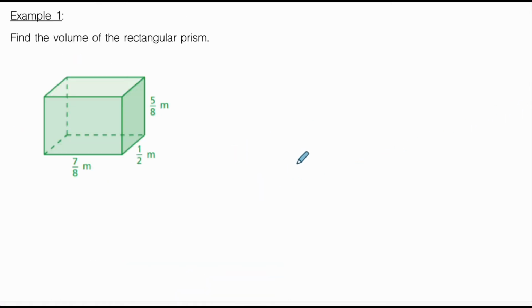Here we've got a beautiful green rectangular prism, and it has three measures. It's 7/8 of a meter long by 1/2 of a meter wide, and it's 5/8 of a meter tall. Well, we just talked about the fact that volume is equal to the area of the base multiplied by the height of the prism itself. So that's going to leave us with the area of the base. The base is this rectangle.